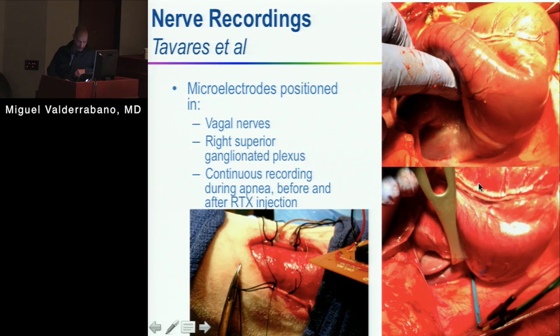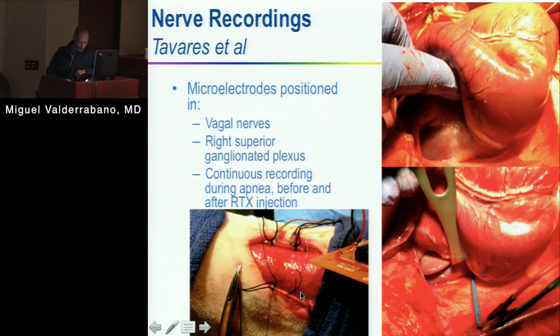So this is the dog heart. This is the right ventricle. I'm lifting it up. This is the superior vena cava, the right atrial appendage. And between the superior vena cava and the right superior pulmonary vein, which would be here, this yellowish structure here is one of the ganglionated plexi. So this is where we have a ganglion of neurons, right? So we open it up and we put a couple of microelectrodes there.